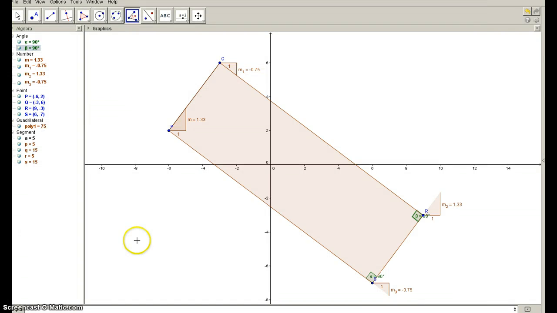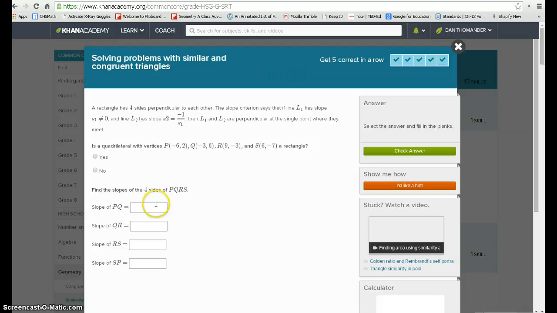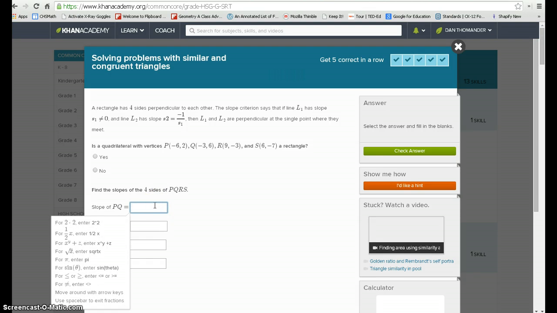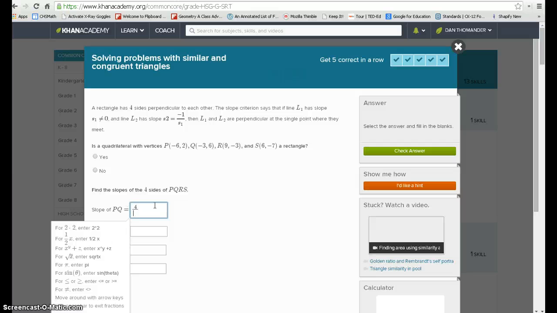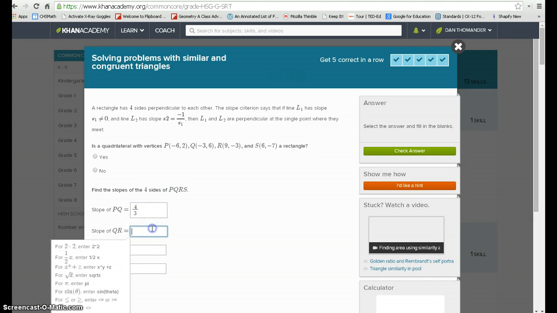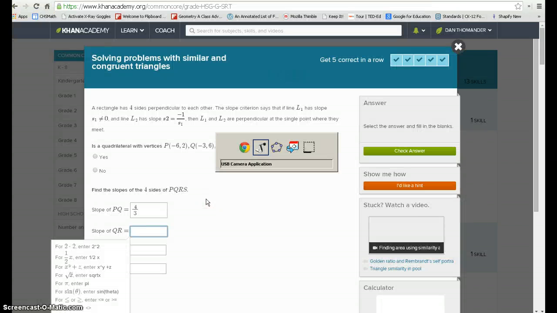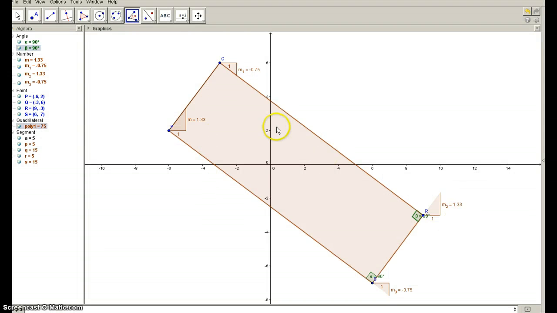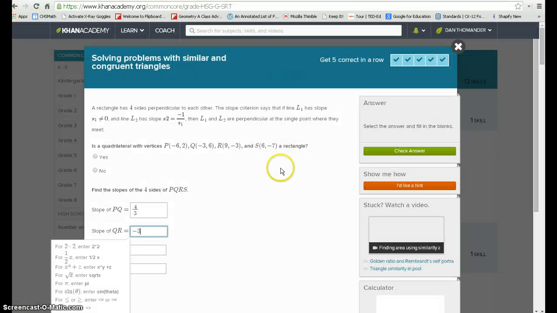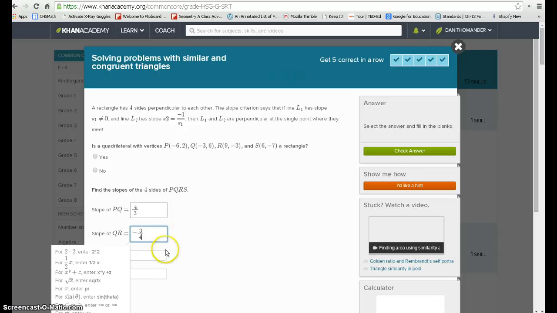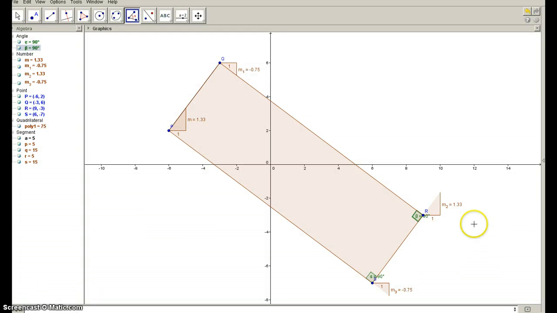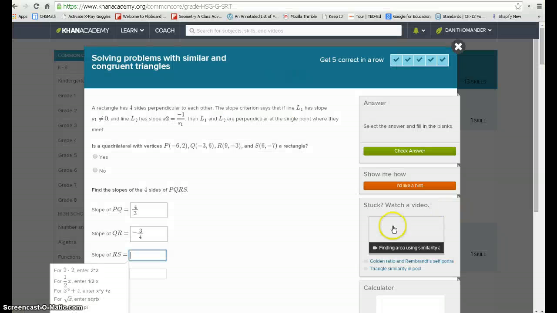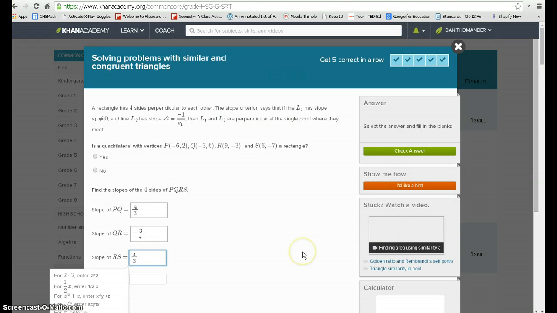So we can put these into our Khan Academy as our answer. This one was 4 over 3, right? And which one was QR? Let's check GeoGebra. That one was negative 3 over 4. And then the next one is RS, which is 4 over 3 again. And that means the last one was negative 3 over 4 again. So this is a rectangle, and we check our answer.